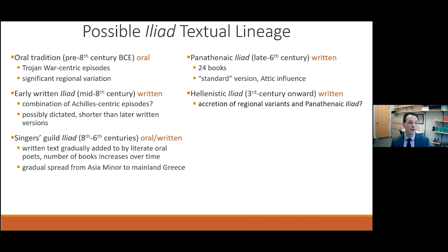Finally, the involvement of the Homeridae or other singers' guilds and the Iliad with the Panathenaic festival in the late 6th century BCE could also suggest that this process of episode aggregation reached its culmination around that time. And the resulting collaboration between the poets' guilds and Athenian elites led to Athens serving as a sort of hub from which written copies of a relatively fixed Iliad were disseminated throughout the Greek world.